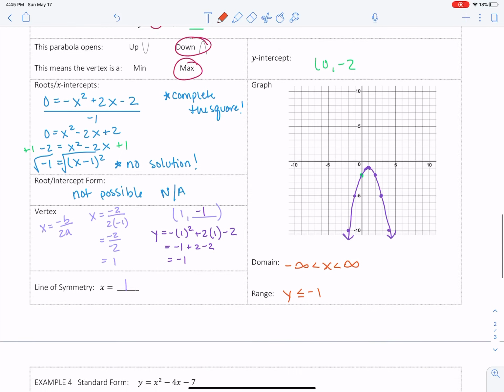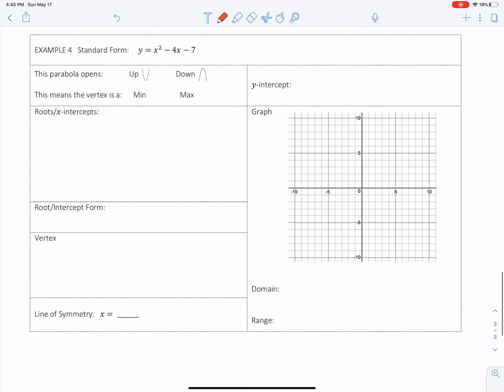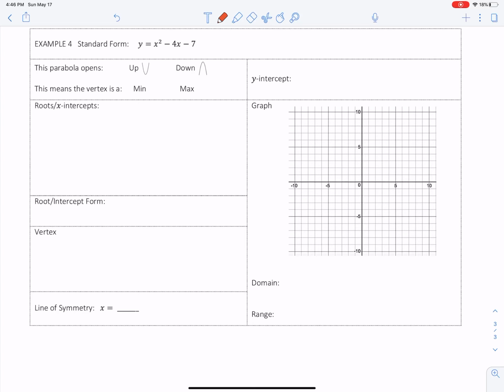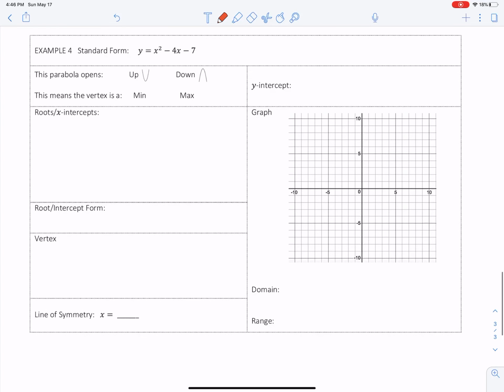Okay, I have one more example for you, and that is that we're working with something that might have roots that look a little funny.